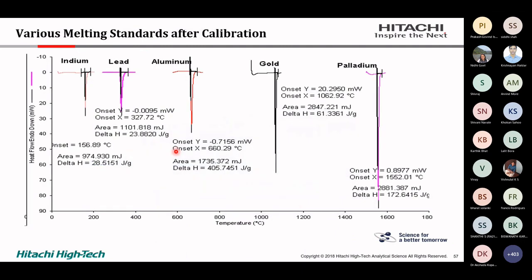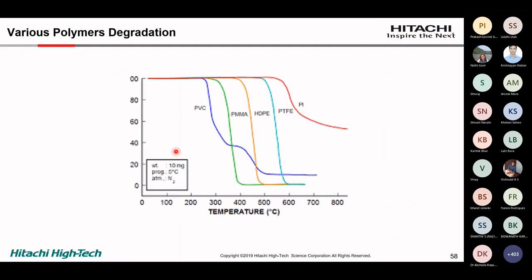The TGA is calibrated by using melting materials. You can see here indium, lead, aluminum, gold, palladium, depending on the temperature range. Now we'll discuss the various applications of TGA. For the first application, you can clearly see that different polymers have different onsets of decomposition. By looking at the onset of decomposition temperature, you can make out whether it is PVC, PMMA, HDPE, PTFE, or polyimide. So this is the first easy application.